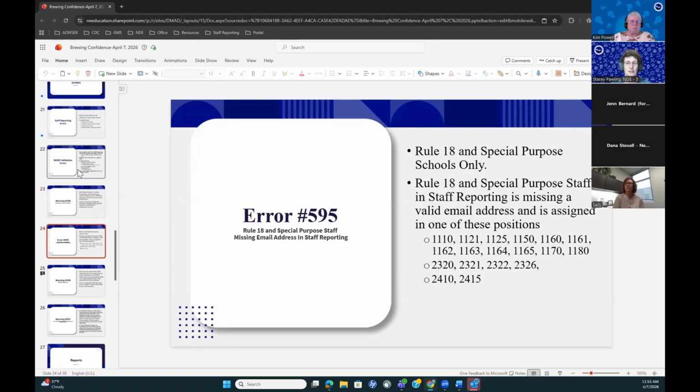And then we have Error 595, which is Rule 18 or special purpose staff, missing email addresses. So that's very specific to Rule 18 or special purpose, and they're missing valid email addresses. And there's that list of physician assignment codes that error is looking at.